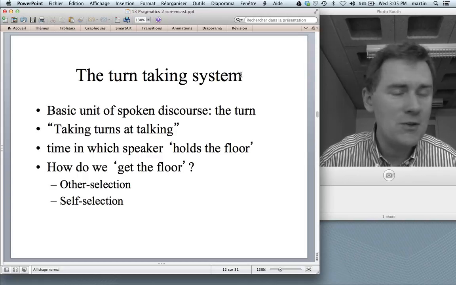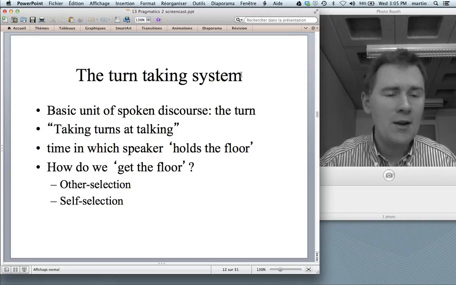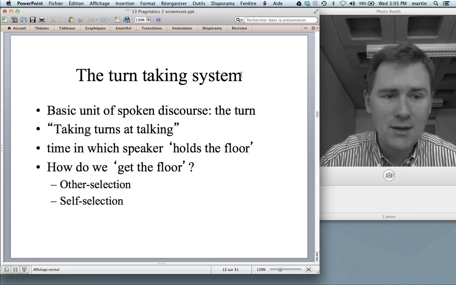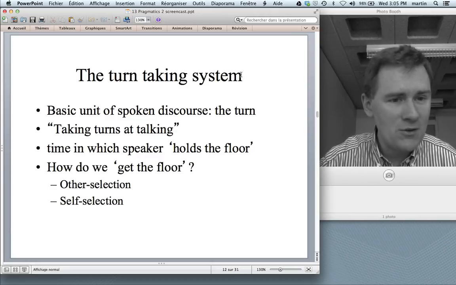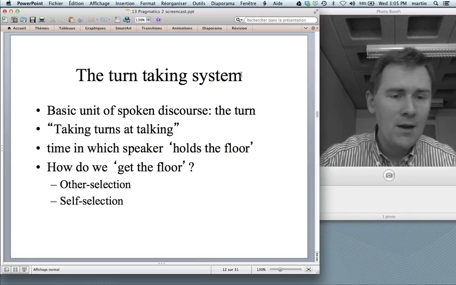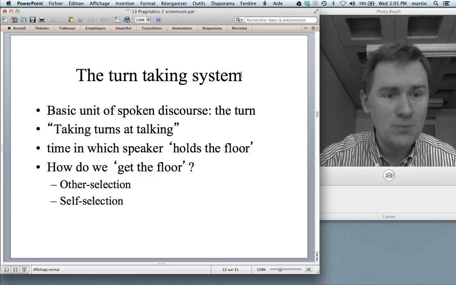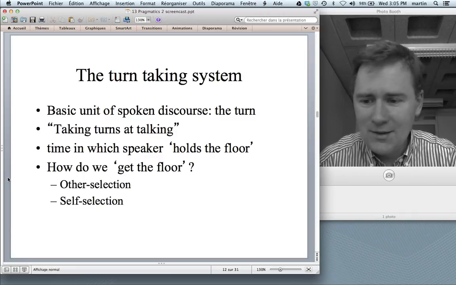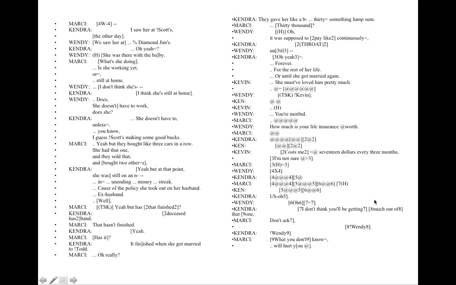Now the question is, how do speakers get the floor? How do they get to make their turn? And there are two principal processes for this. One is other selection and one is self-selection. Okay? In other selection, it's some other speaker that singles out a speaker to have the next turn. And in self-selection, it is yourself. You come forward and express interest in having the next turn. Let's look at this in the data that we have here. So if you want to, tell you what, let's listen to this again. And you can maybe find instances of other selection and self-selection.